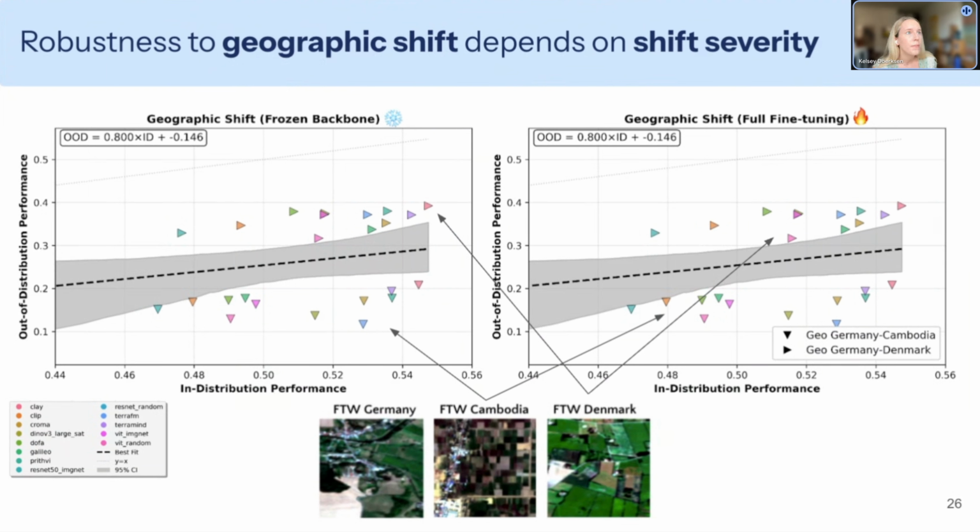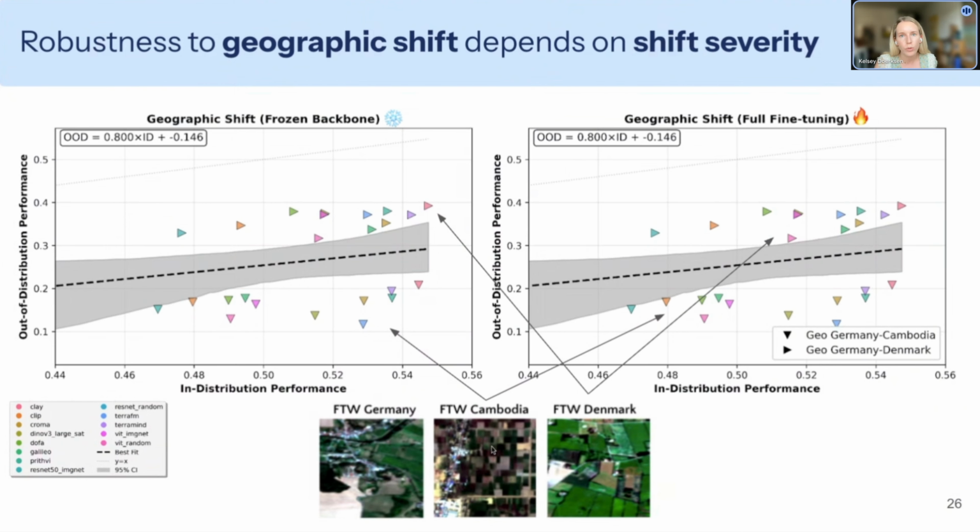Robustness to geographic shift depends on the shift severity that we find in the data pairs that we've provided in EarthShift. We're using Fields of the World, like I mentioned before. We have Germany as our ID set, and then Cambodia and Denmark are the OOD sets respectively. Cambodia is the down pointing triangles, and for Denmark, those are the sideways or right pointing triangles. This line of best fit between these points is almost dividing them, where we can see that the models are performing much better on the shift from Germany to Denmark than from Germany to Cambodia.